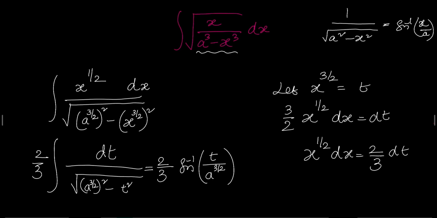Now since we have been given the problem in terms of x and we have taken variable t for our convenience, we have to go back to where we started, that is in terms of x. So it will become 2 by 3 sine inverse of t, which is x power 3 by 2. So the power is common, so we can write x by a whole to the power of 3 by 2 plus c. So the integral of square root of x divided by square root of a cube minus x cube dx is equal to 2 by 3 sine inverse x by a whole to the power of 3 by 2 plus c.